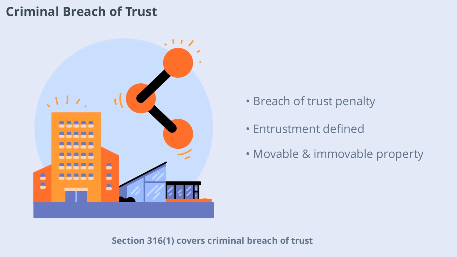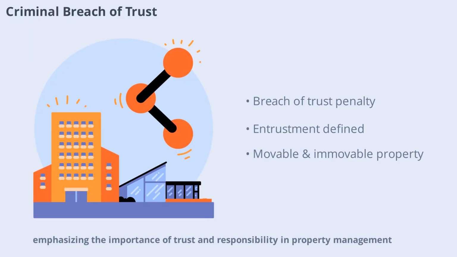Section 316(1) covers criminal breach of trust. Entrustment means handing over property for a purpose, without conferring proprietary rights. The offense occurs when someone entrusted with property dishonestly misappropriates it. Examples include partners misusing firm property or managers failing to return pledged items. The law applies to both movable and immovable property, emphasizing the importance of trust and responsibility in property management.